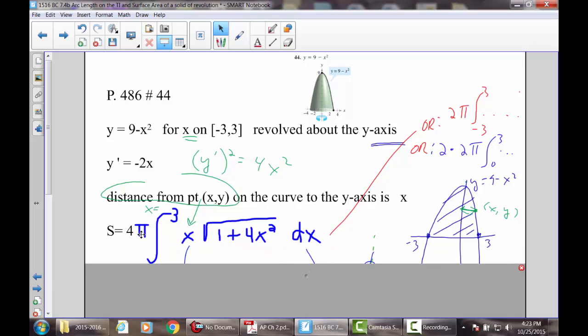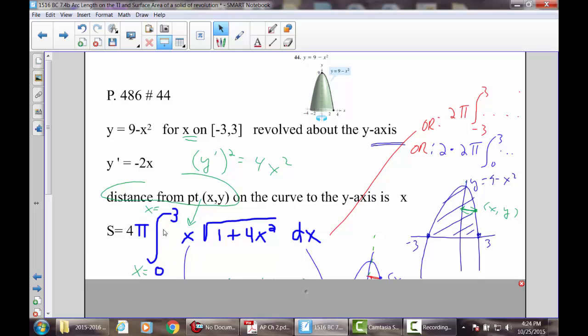Now, the reason it's 4 pi, I could do 2 pi from negative 3 to 3, but I think you'd agree that if I took the region from 0 to 3 and doubled it, I would get the same as 2 pi from negative 3 to 3 because of the symmetry. So that's why I did this, but you could absolutely leave this as 2 pi, and instead of 0 to 3, you could do negative 3 to 3. So the inside is the square root of 1 plus the square of the derivative, which is 4x squared.